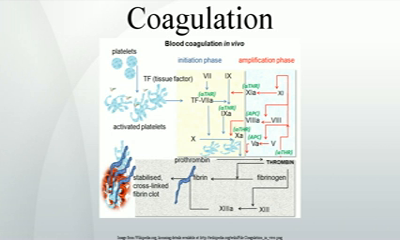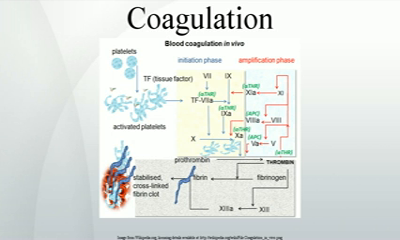Coagulation begins almost instantly after an injury to the blood vessel has damaged the endothelium lining the vessel. Exposure of blood to the space under the endothelium initiates two processes: changes in platelets, and the exposure of subendothelial tissue factor to plasma factor 7, which ultimately leads to fibrin formation.